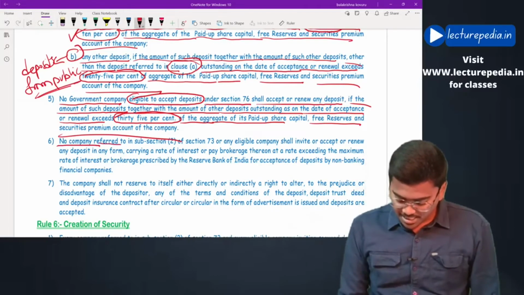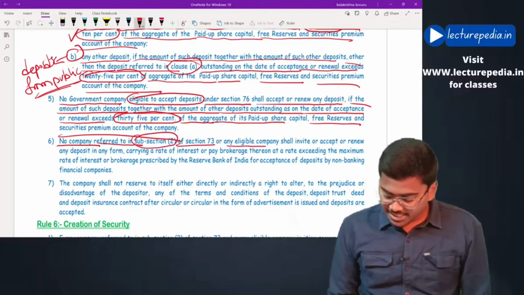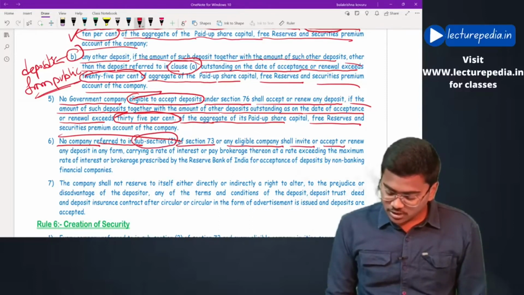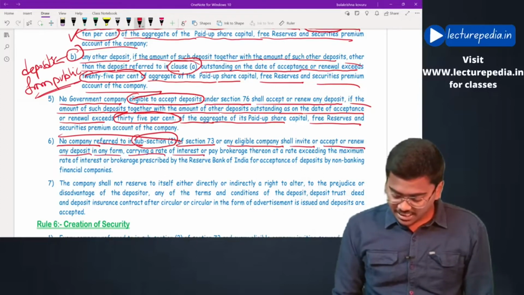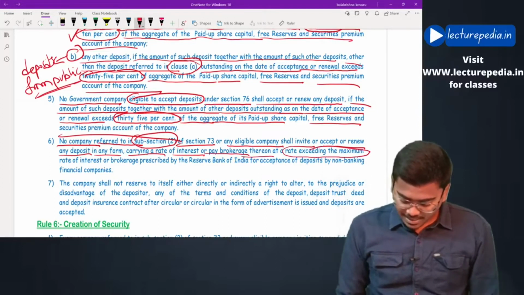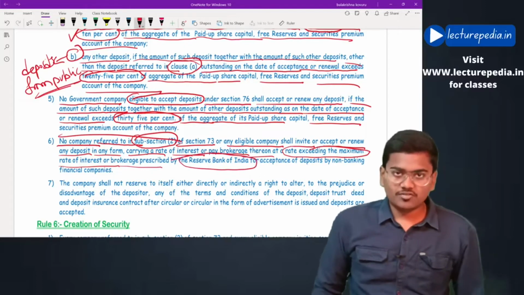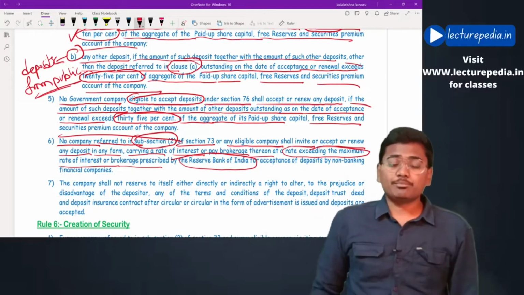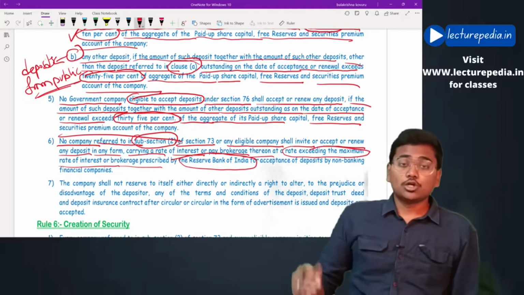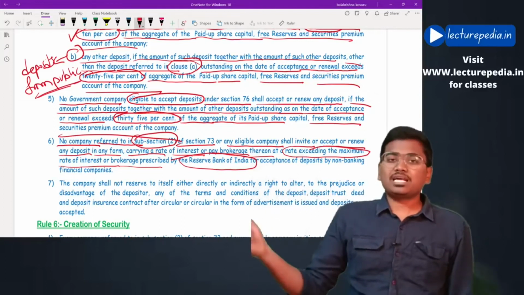Next, no company referred to in subsection 2 of section 73 or any eligible company shall invite or accept or renew any deposit in any form carrying a rate of interest or pay brokerage thereon at a rate exceeding the maximum rate of interest or brokerage prescribed by Reserve Bank of India. Okay, the rate of interest that the companies will give on the deposits should not exceed the rate of interest prescribed by Reserve Bank of India.